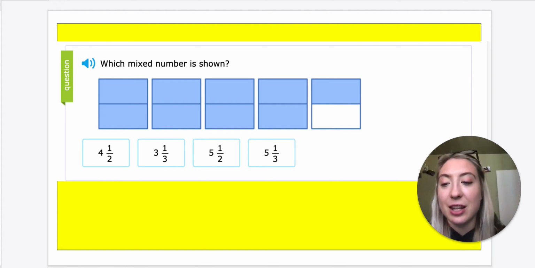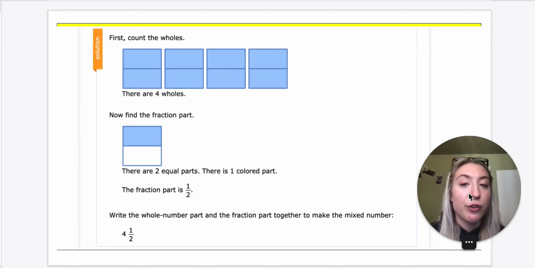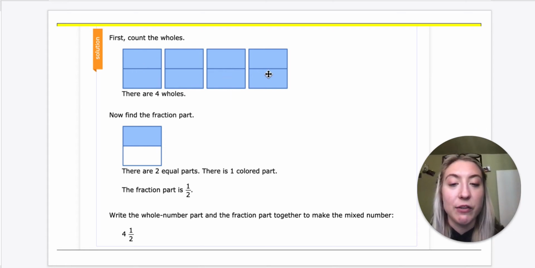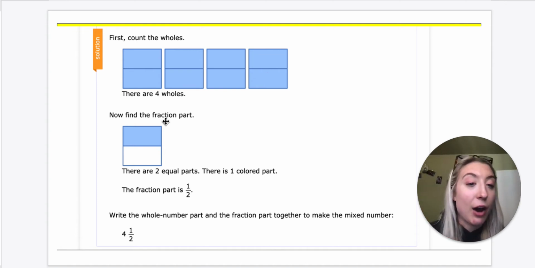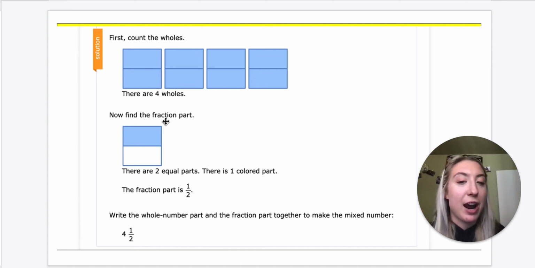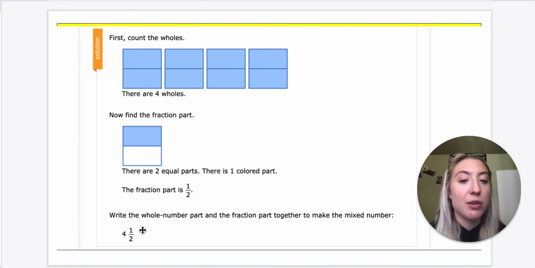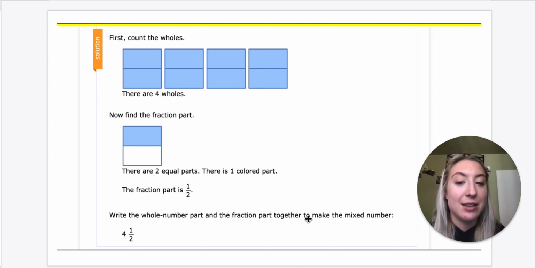So we're going to talk through what we just did. The first thing we do is count the wholes. 1, 2, 3, 4. There were 4 wholes. Now, after we count the wholes, that's when we find the fraction part. So again, there were 2 equal parts. 1 was colored in blue. So the fraction would be 1 over 2. 1 part colored in out of a total of 2 equal parts. And when we write the whole number and the fraction part together, that gives us a mixed number. So 4 and a half. That shows our mixed number. We have a whole number and a fraction.